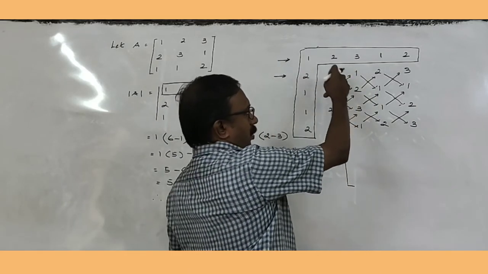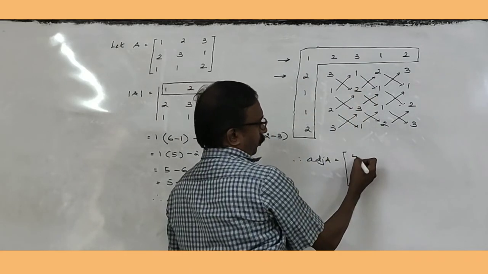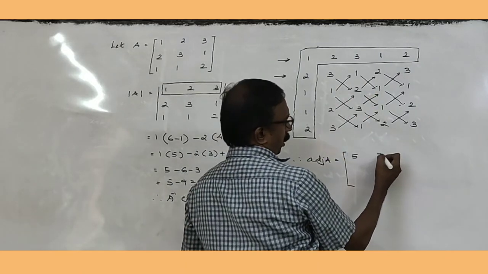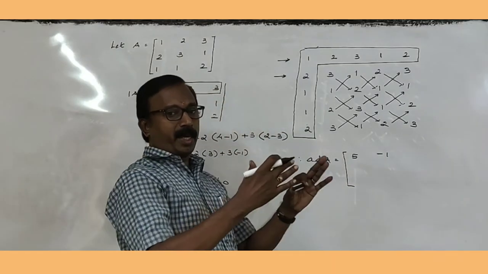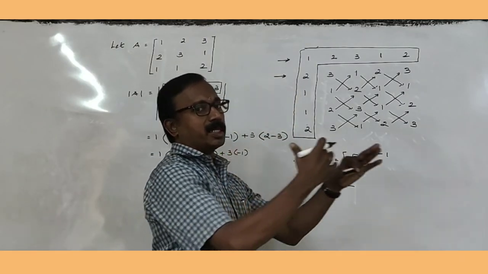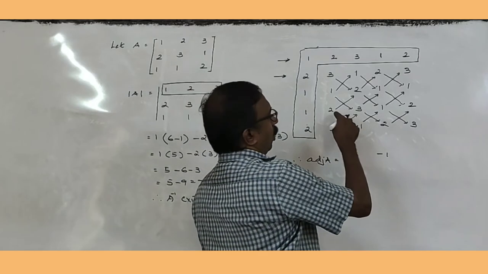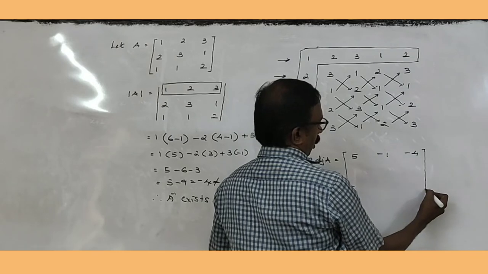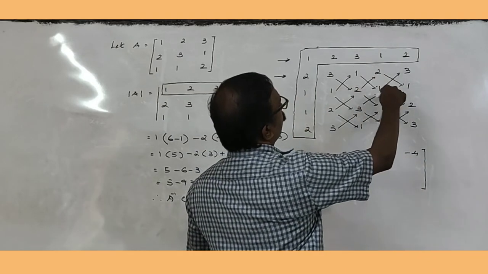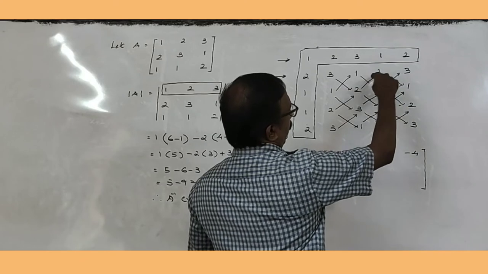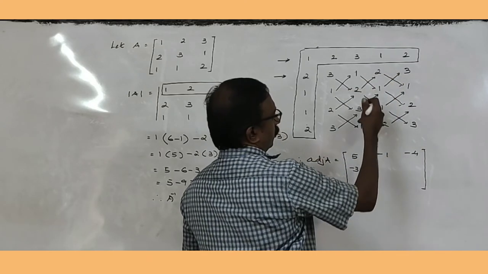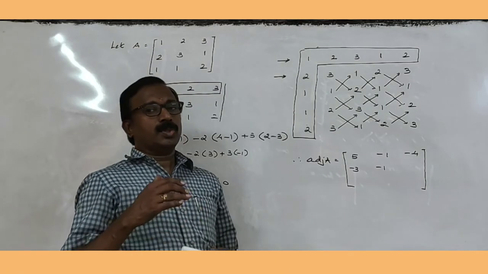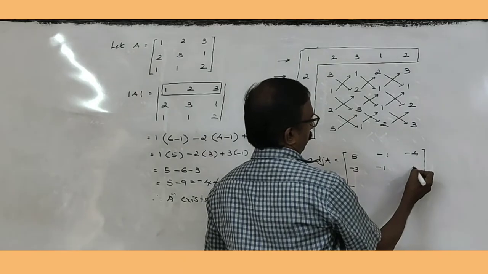Find column wise: 6 minus 1, 5. Again, column wise 3 minus 4, minus 1. Here write it row wise. 5 column wise, 5 in row wise. Now 2 minus 6, minus 4. Second elements are 1 minus 4, minus 3, 2 minus 3, minus 1, 6 minus 1, 5.